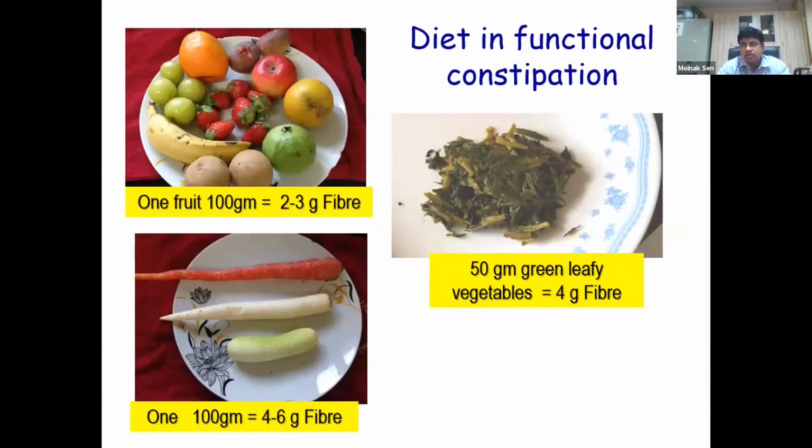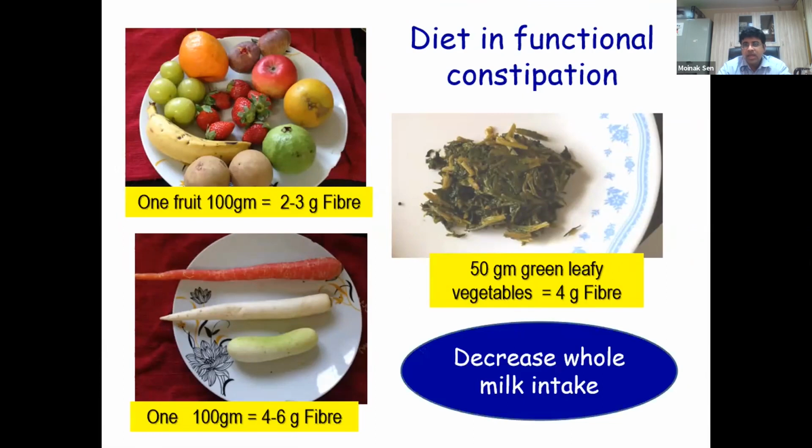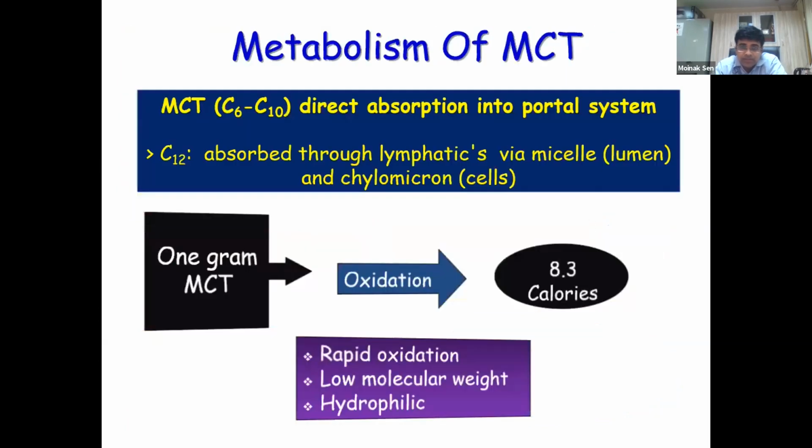In functional constipation, other than pharmacotherapy, you have to give a good diet which contains a lot of high fiber. The way to calculate fiber in the diet is age plus 5. The problem in India is that the dietary intake is very poor in infants because they give a lot of milk to these babies, and hence you must advise the mother to decrease milk intake.